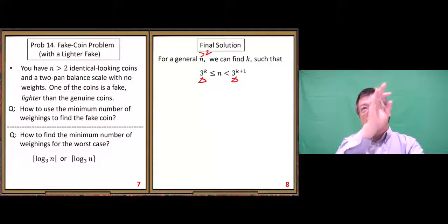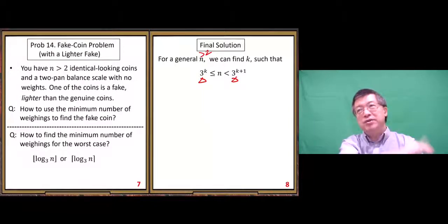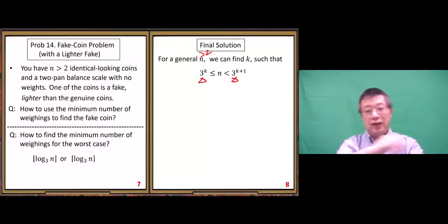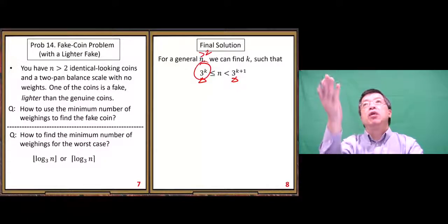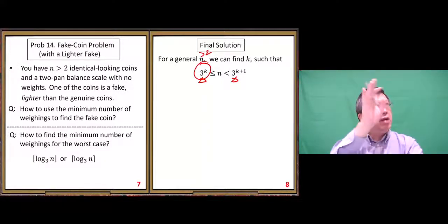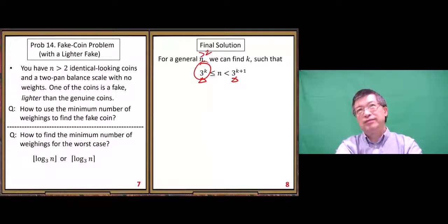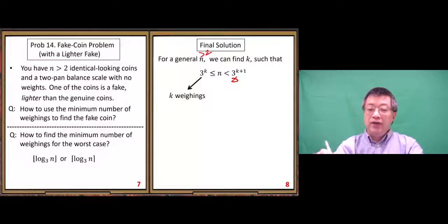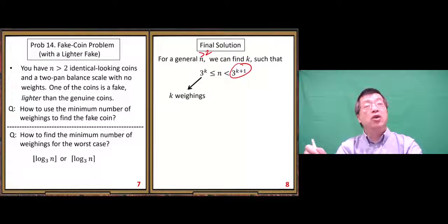All right, now we apply the power of 3 solution we derived in the previous slide. For this many coins, how many weighings for the minimum number of weighings for the worst case? We derived it, k weighings. For this case, how many weighings? This many coins, k plus 1 weighings. Now we get back to n. What is that?